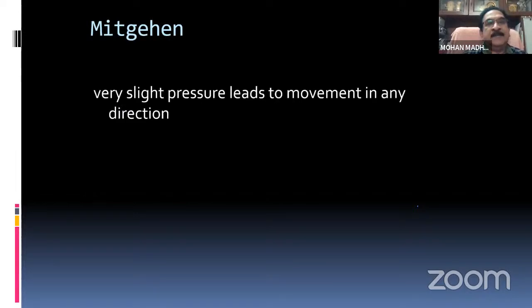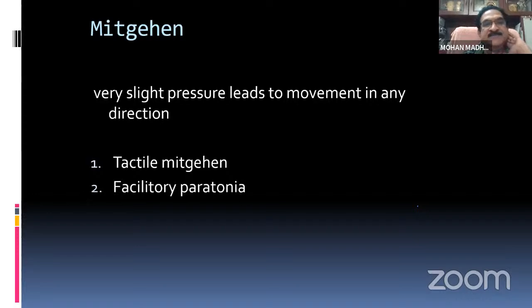One type of defective response inhibition is called Mitgehen. That means very slight pressure leads to movement in any direction. It may be tactile, so that when you touch the limb, the patient will follow that limb. The other is facilitative paratonia. The usual paratonia, the Gegenhalten, is that the patient tries to resist your movement. But here, the patient will help your movement. Suppose you want to do a flexion extension movement, the patient will help you to flex it, help you to extend. Whereas in the classical frontal paratonia, they keep on resisting your movement.